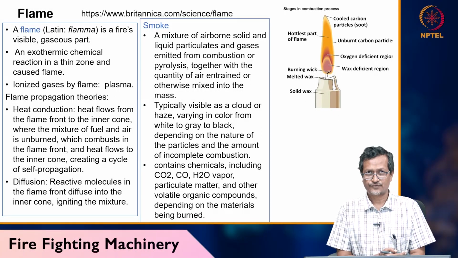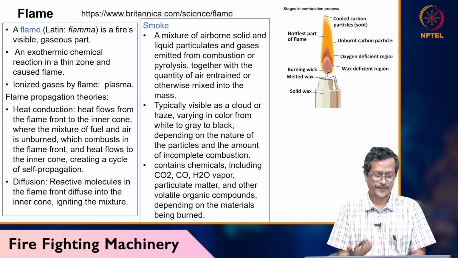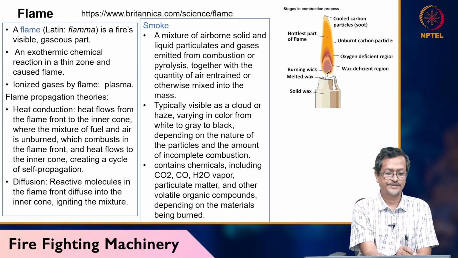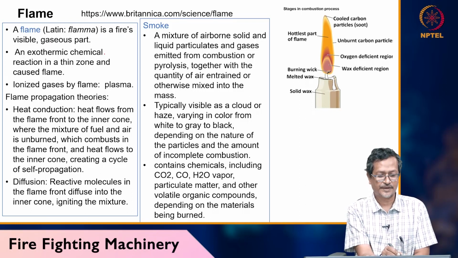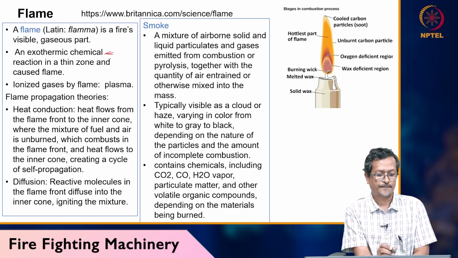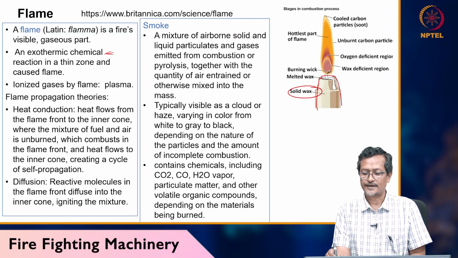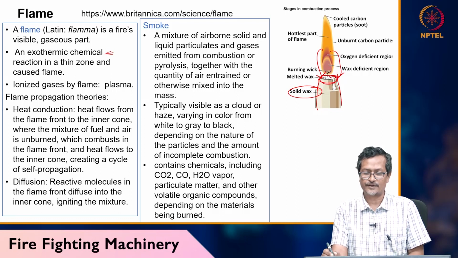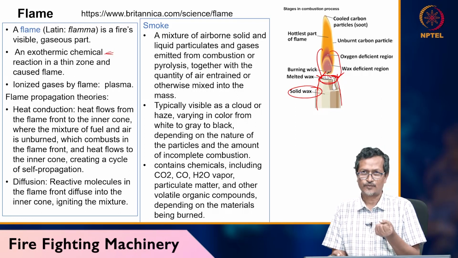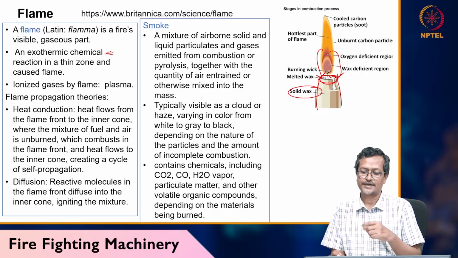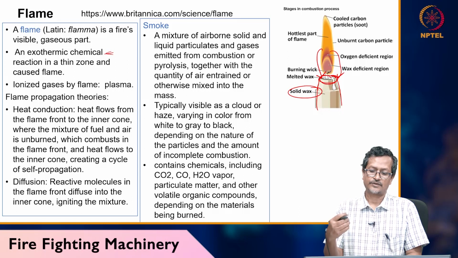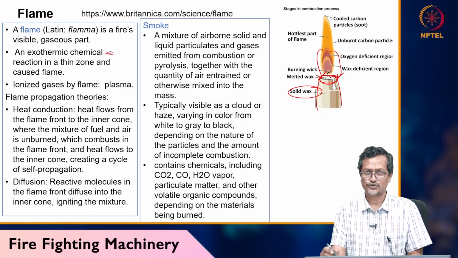Next, when you're talking about fire, every time you see a yellowish colored flame. A flame, or flamma in Latin, is a fire's visible gaseous part. It is an exothermic chemical reaction, as I already told. Ionized gases will be created. Let's say you see this candle burning. Solid wax is here, and it will be melted because heat is coming from here, so the top portion will be melted. After melting, some portion will be evaporated, and when it is getting heat, combustion will occur.